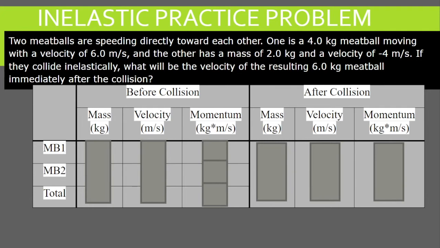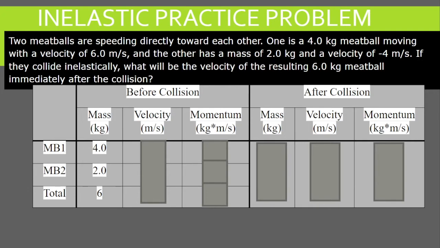So first thing we want to do is identify any given information here in our momentum chart. Well, it tells us meatball 1 has a mass of 4 kilograms and meatball 2 has a mass of 2 kilograms. So I'm going to go ahead and write that down here in my table. I'm also just going to add up those total masses, and I figure out that when they're added together, it's 6, which is what it tells me in the problem here, that after they collide with each other, the resulting meatball has a mass of 6 kilograms, which makes sense because if we are having those two meatballs stick together, their masses are just going to add to each other.